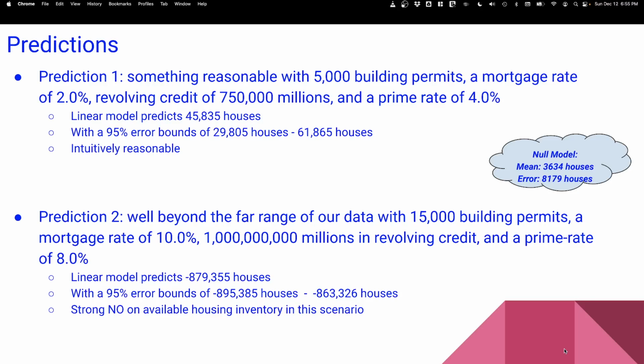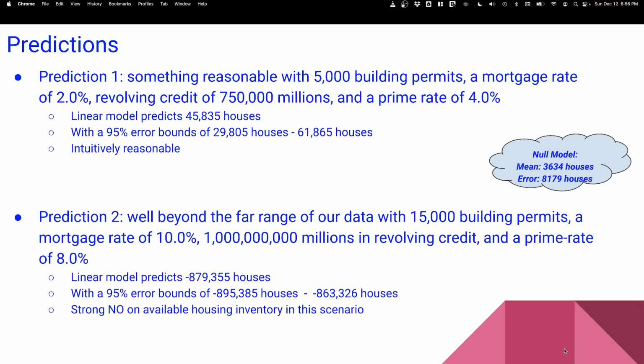And again, that best model was linear model number 4. So the first one, we're going with something reasonable, something well within the data bounds. 5,000 permits, mortgage rate of 2%, revolving credit of 750,000 millions of dollars, and a prime rate of 4%. Linear model predicts we're going to have 45,835 houses, reasonable error bounds. This is all intuitively reasonable.